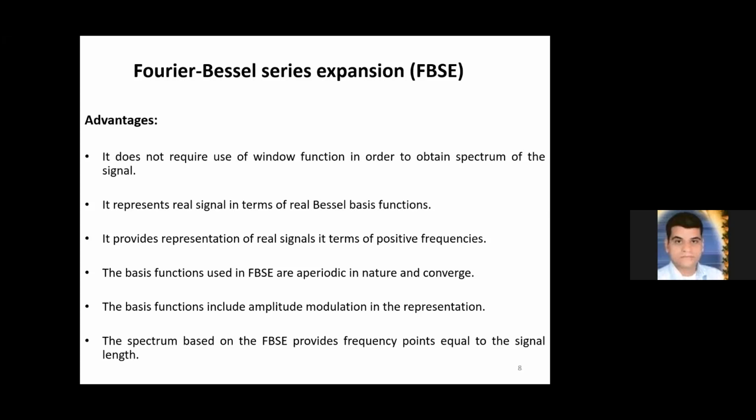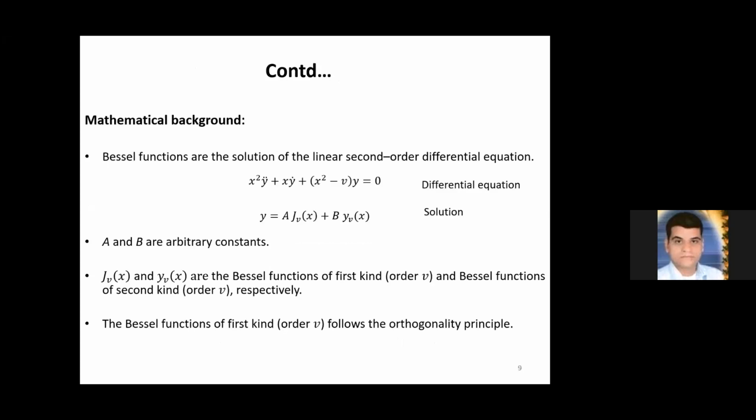So where has this Fourier-Bessel series expansion come from? These Bessel functions are the solution of the linear second order differential equation that you can see in the slide. And here, the solution of this differential equation can be written in terms of J_v(x) and Y_v(x). Here, J_v(x) and Y_v(x) are the Bessel functions of the first kind and second kind of order v.